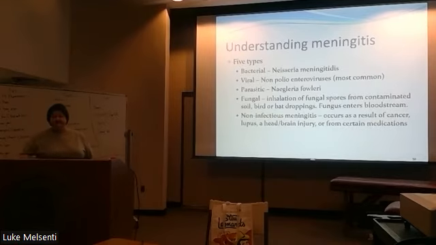Okay, there's 5 types of meningitis: bacterial, viral, parasitic, fungal, and then there's non-infectious meningitis. You can go through this, take a look at it on your own. We'll look a little bit later at the Naegleria fowleri when we get to the parasites. Non-infectious meningitis usually is a result of cancer, immunocompromised, lupus, head or brain injury, or from certain medications.